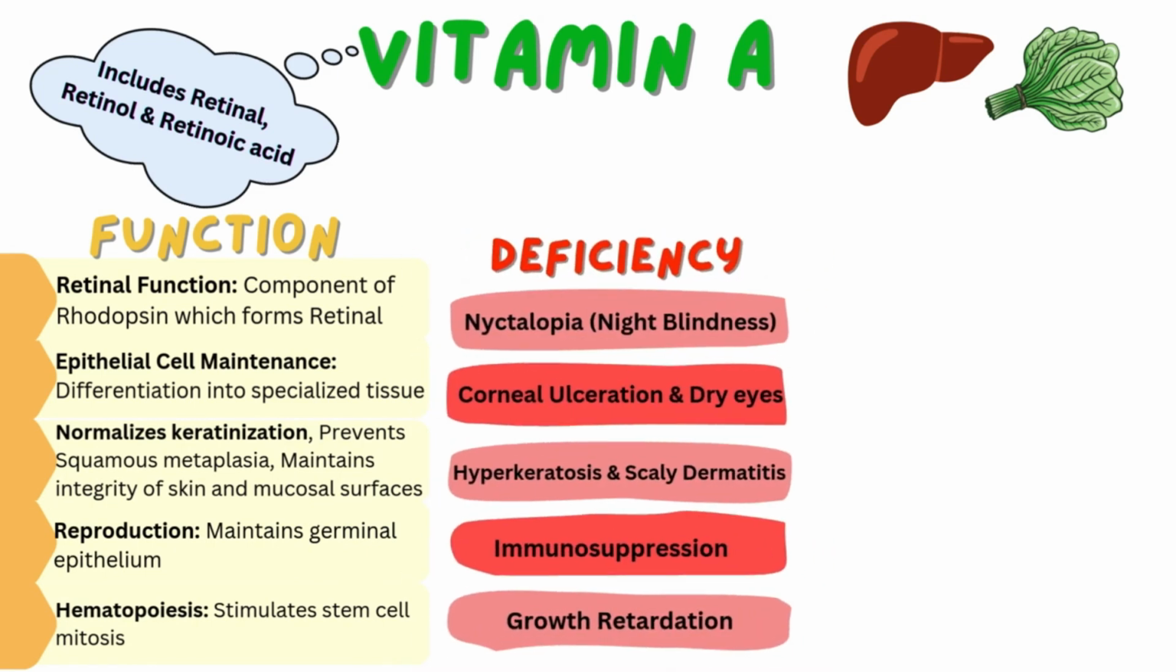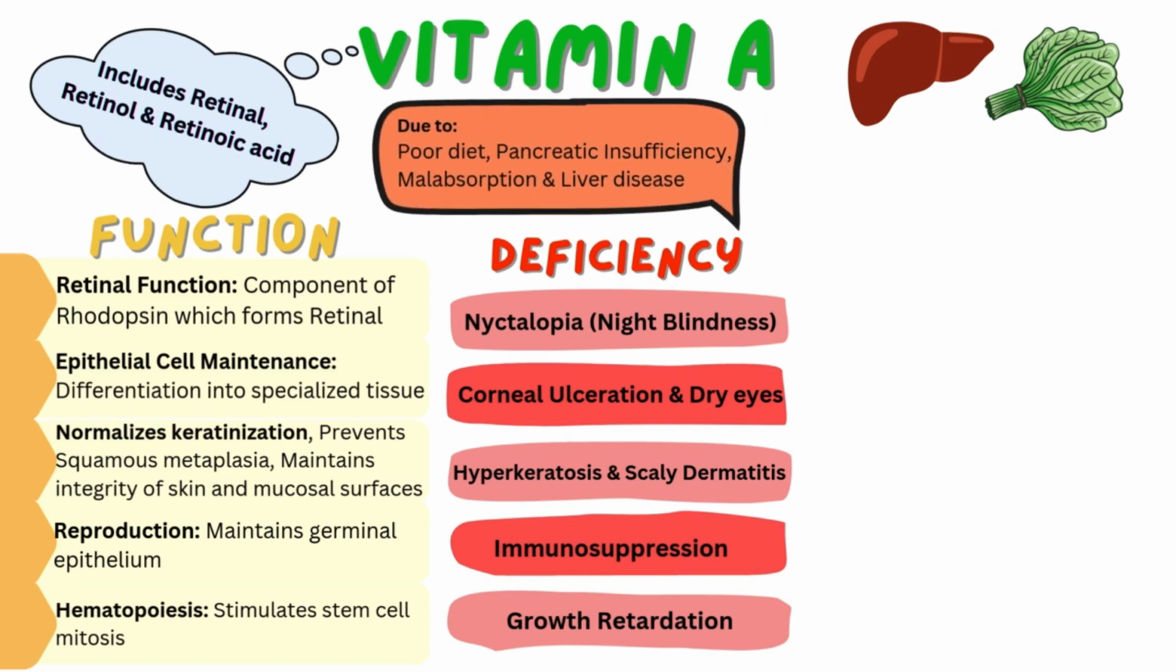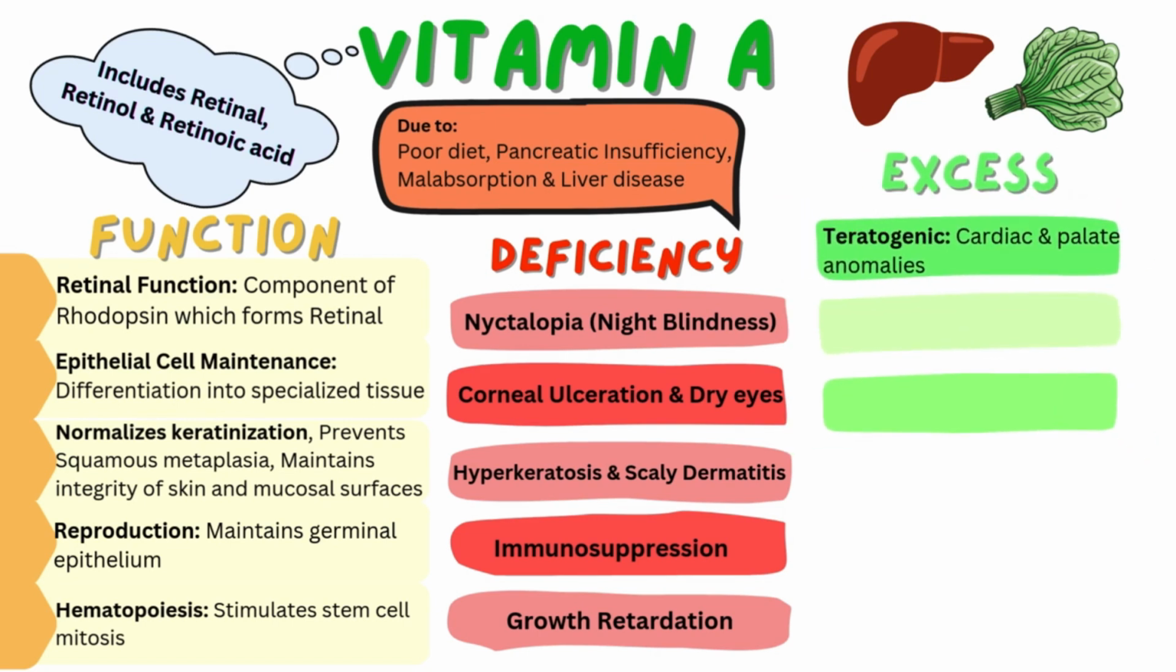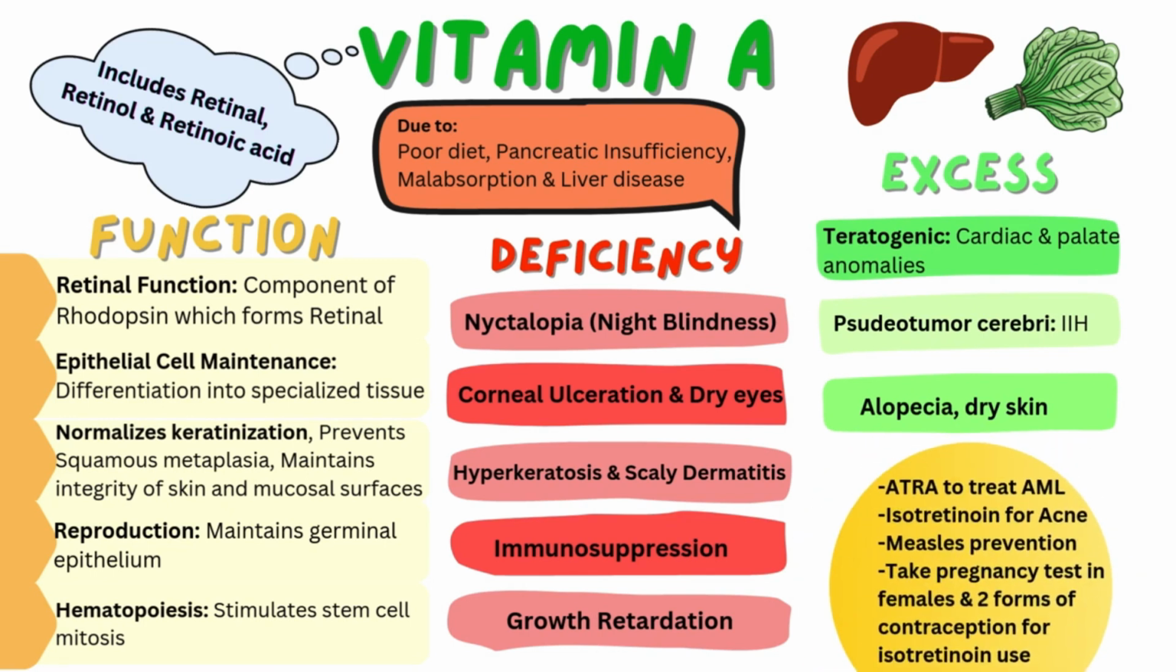Deficiency leads to nyctalopia, corneal ulceration, hyperkeratosis, immunosuppression, and growth retardation. It is due to poor diet, pancreatic insufficiency, malabsorption, and liver disease. Excess causes teratogenesis, pseudotumor cerebri, alopecia, and dry skin.